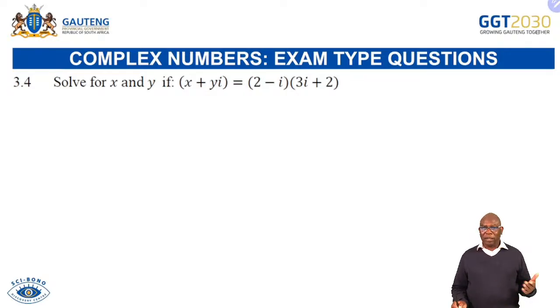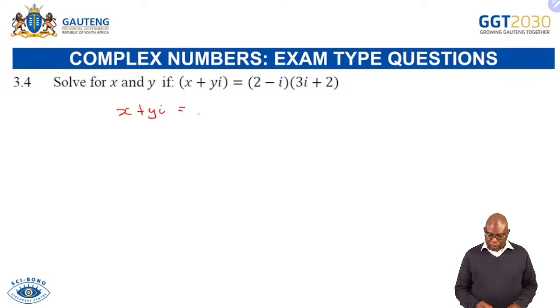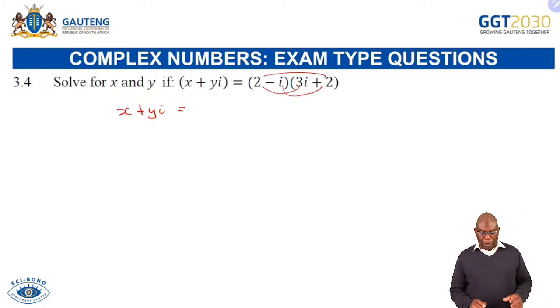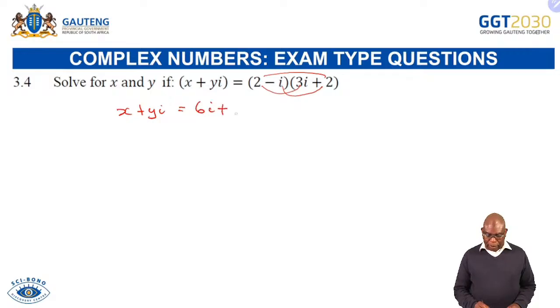All right, the last question here. These questions are like 5 marks, 6 marks, 4 marks, so please make sure that you understand this. So there I have x plus yi. What I need to do is to multiply out the brackets. If I multiply out the brackets, I'll get 6i plus 4 minus 3i squared minus 2i. Right? So now here, I already know that the i squared will give a negative 1. So I'll have 6i minus 2i, that will give me 4i.